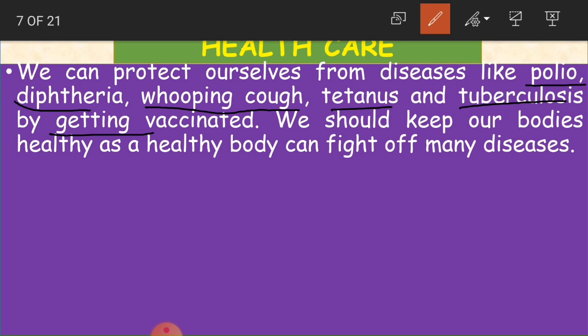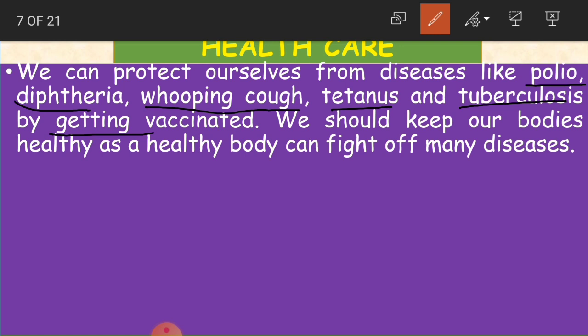Okay, we should keep our bodies healthy, as a healthy body can fight off many diseases. Apart from taking medication and vaccination, we even have to maintain that healthiness. We have to maintain the healthiness of our body.